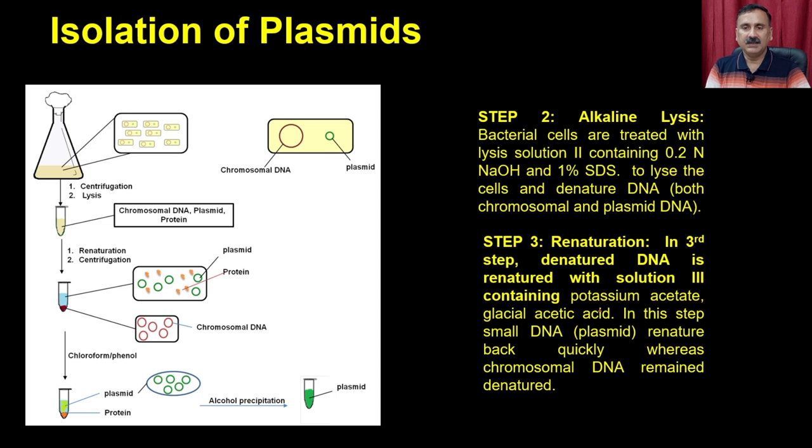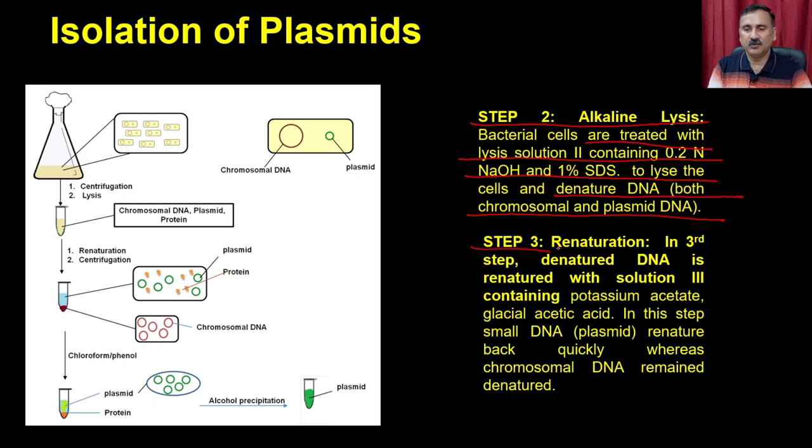Then in step 2, you are going to do the alkaline lysis. Bacterial cells are treated with solution 2 containing 0.2 normal NaOH and 1% SDS. What will happen is that the NaOH is going to denature the DNA, whereas the SDS is going to break open the cells and lyse them. It is going to denature the DNA, both the chromosomal and the plasmid DNA.